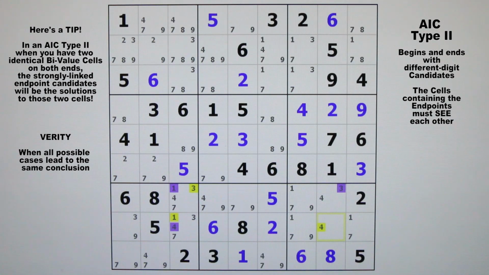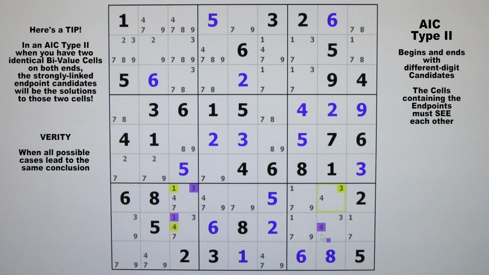Now what we're going to do is go backwards, and do the same exact chain, but backwards. We are going to start on this 4, and there's a strong link here, then a weak link to the 1, a strong link to the 1, a weak link to the 3, and a strong link to the 3. So really it's the same exact chain, except now we're starting on the 4, and I told you you can go either way. It works both ways. So the logic is exactly the same.